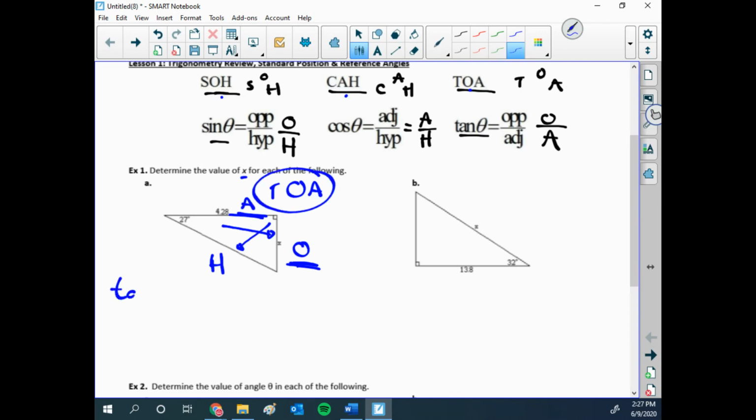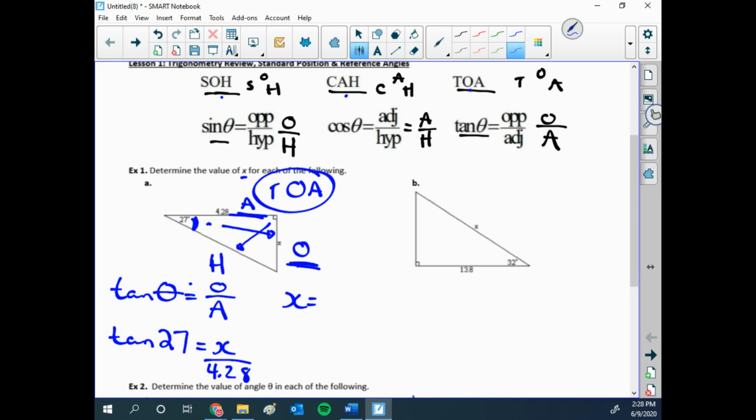I would say tan theta equals O over A, and I'll take the information from this triangle and substitute it into this formula. The angle here is 27 degrees, so tan of 27 equals the opposite, which is x, what we're trying to solve for, over the adjacent, which is 4.28. To solve for x, you can rearrange in whatever way you want. Maybe you want to multiply by 4.28 on either side, or set up a ratio and cross multiply and divide. It doesn't really matter, but let's just rearrange.